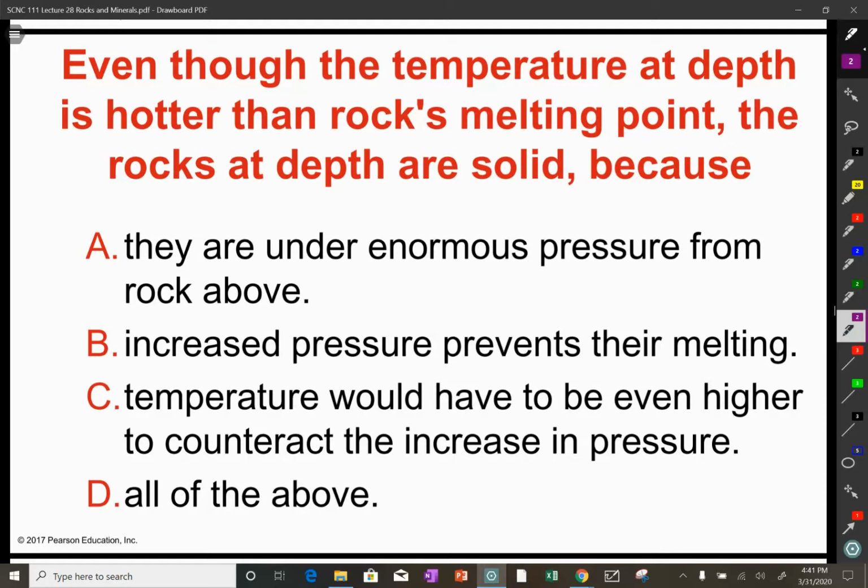Well, all of these are just true. This is kind of an awkward, clumsy question. They're under enormous pressure, true. And that enormous pressure is what prevents their melting, true. And if you raise the temperature even higher, you probably could still melt it, true. So all of the above.